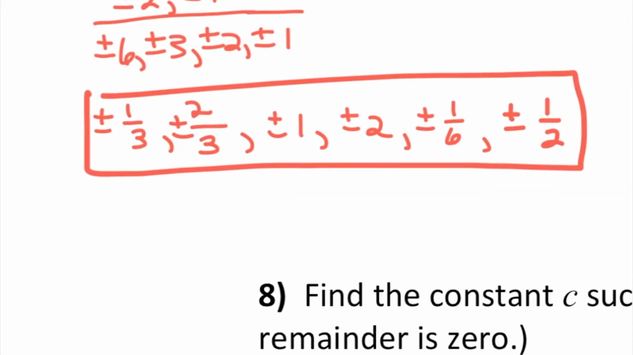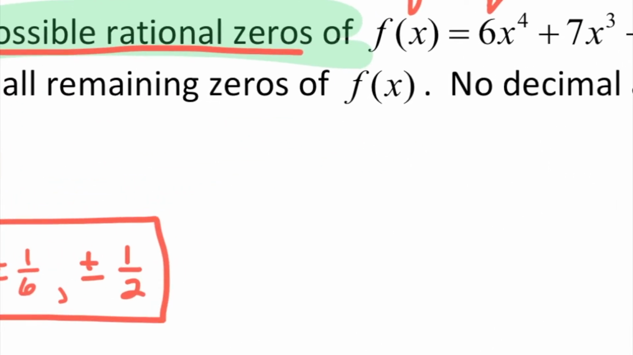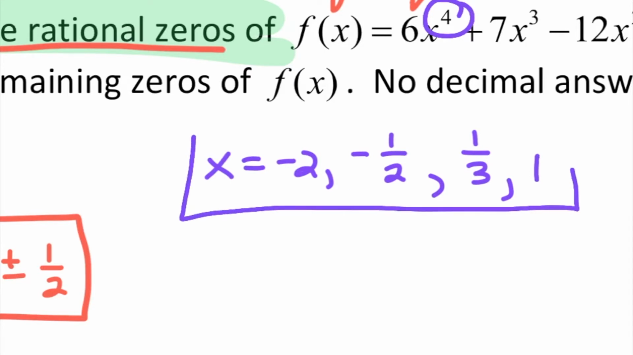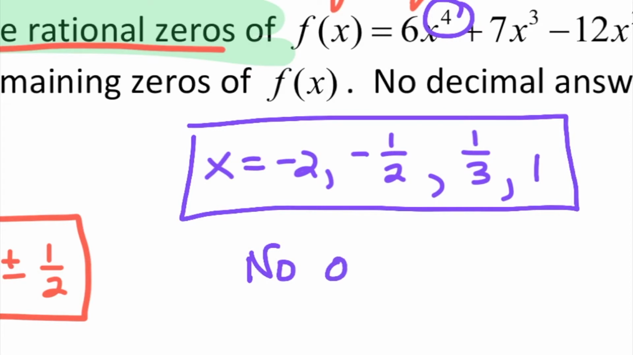And when you've graphed that function, you see that you have 4 x-intercepts, and those x-intercepts are x equals negative 2, and then negative 0.5 is negative 1/2, and then 0.333, which is positive 1/3, and positive 1. And because it's a 4th degree function or 4th degree polynomial, and you found 4 x-intercepts and they're all rational, that means that there are no other roots.